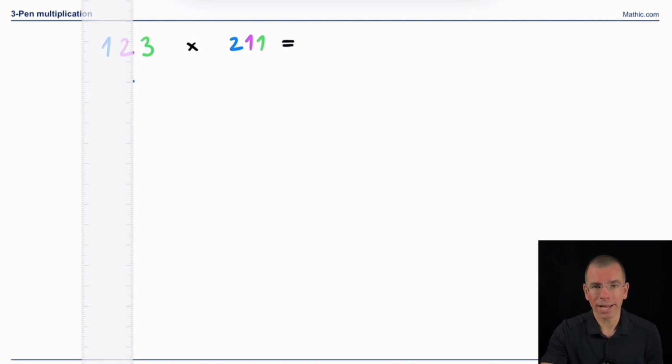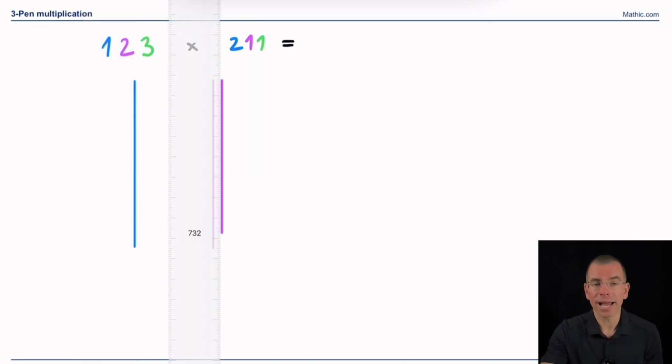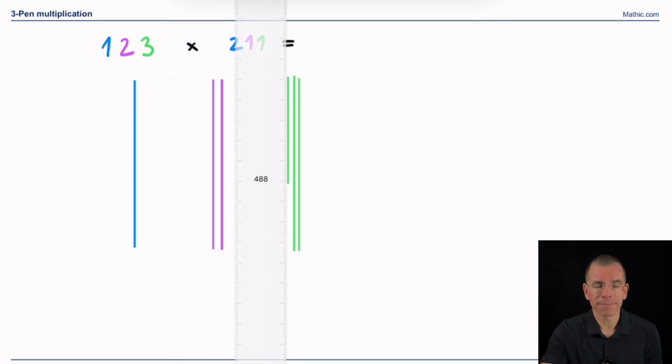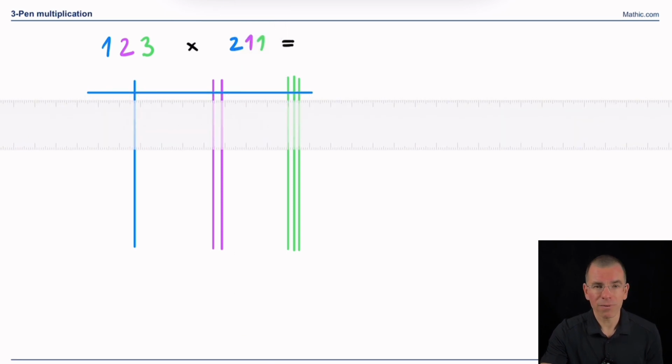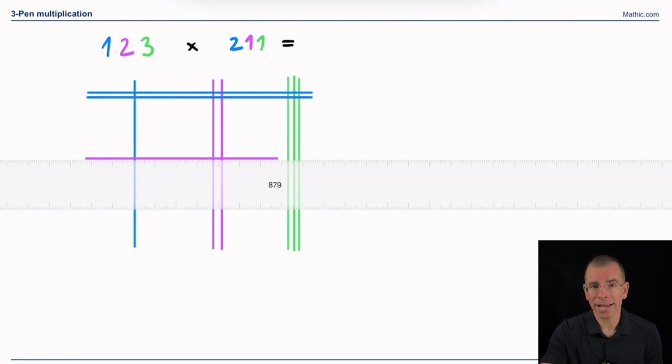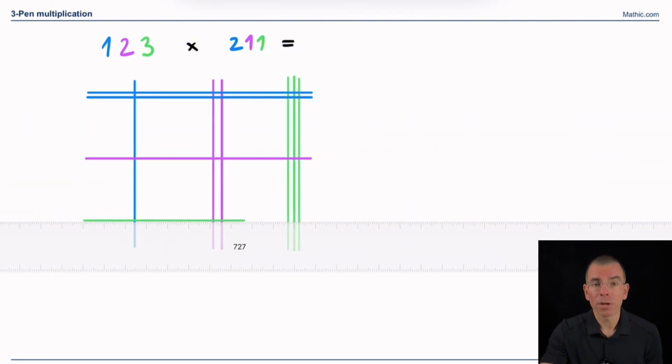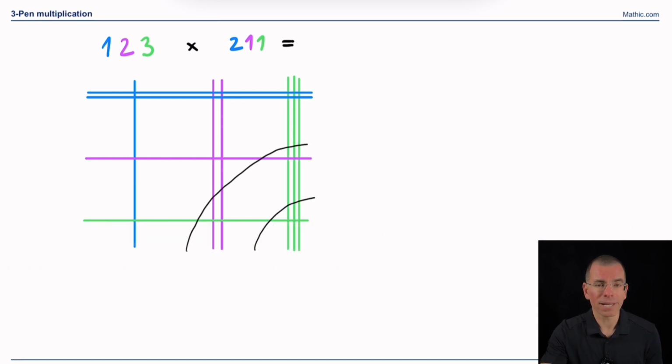We will draw 1 blue line, 2 lines in pink, and 3 lines in green, all of them vertically. Number 211 consists of 2 hundreds, 1 ten, and 1 one. We will draw 2 blue lines, 1 pink line, and 1 green line, all of them horizontally. We will draw 4 supporting lines that will help us by visually separating ones, tens, hundreds, thousands, and tens of thousands. By counting the number of intersections in each separated area, we will get the multiplication result.